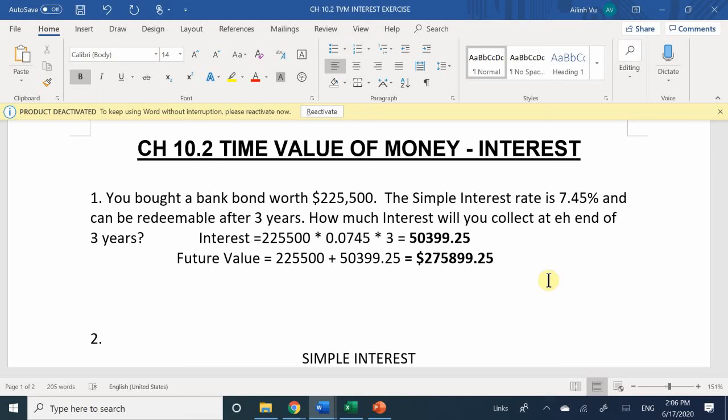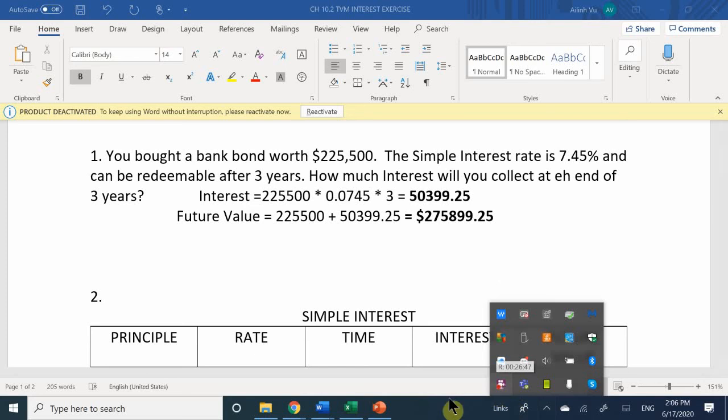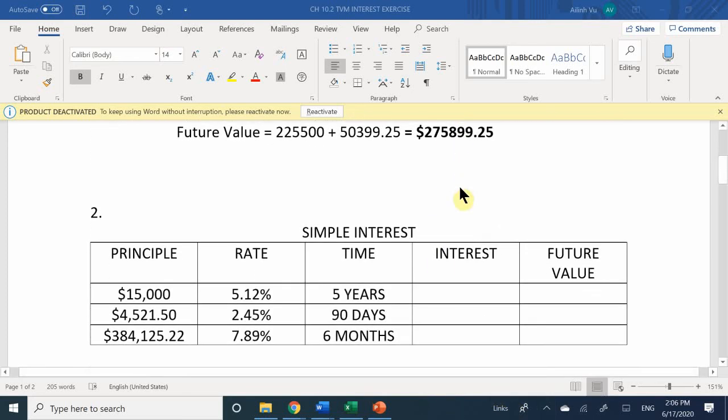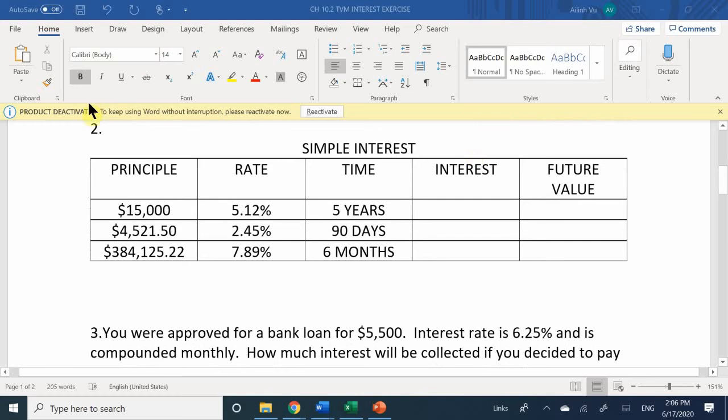Well, that's the only one I understood. Good. No, that's good. Hold on, let me double check this real quick. Okay, good. All right. So let's go ahead and keep practicing our simple interest. So if I originally had my principal as $15,000 and my rate is 5.12%, and my time is going to be 5 years, what is my interest?